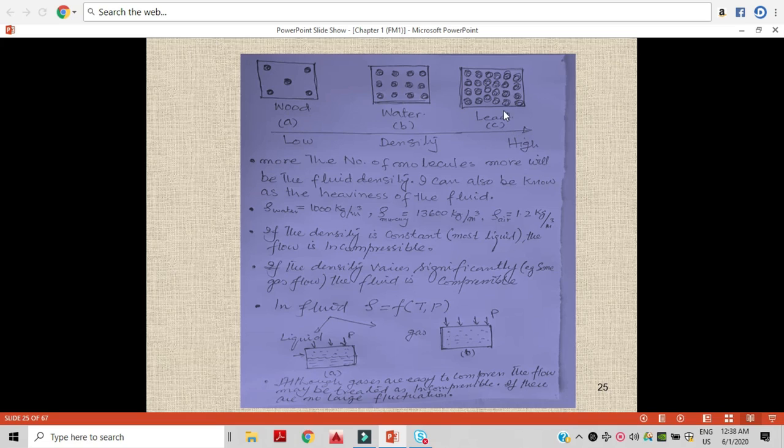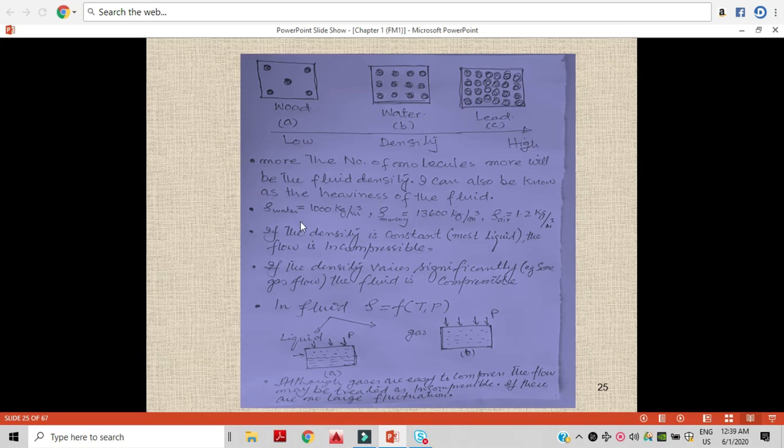They have the same volume, but the number of molecules is different. The more the number of molecules, the higher the density. With a moderate number of molecules, as in water, the density is moderate, and wood has a smaller number of molecules, so the density is less. So the more the number of molecules, the more the fluid density. It can also be known as the heaviness of the fluid. So it is basically indicating the heaviness of the fluid.